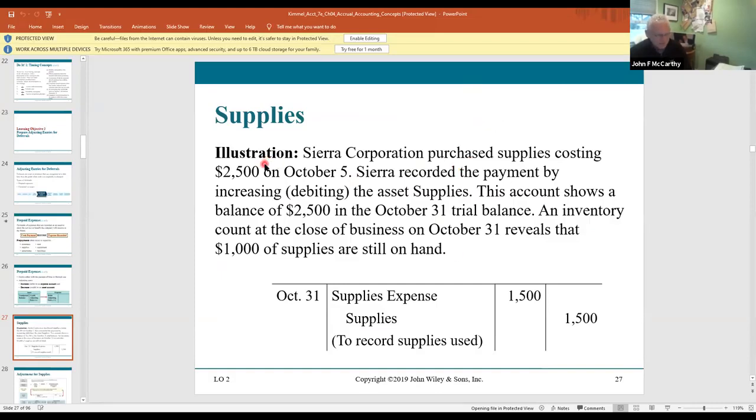Not only do we have to reduce it to the amount that's on hand, we have to transfer the amount that was used into the P&L or the income statement. So 2,500 minus 1,000, that's 1,500. That's how much we used, with 1,000 still on hand. So credit supplies 1,500 and debit supplies expense 1,500. So now the total balance in supplies is the 2,500 debit minus the $1,500 credit, and that's $1,000, a debit balance in your T account. Here's the journal entry. I think they'll show us the T account later.